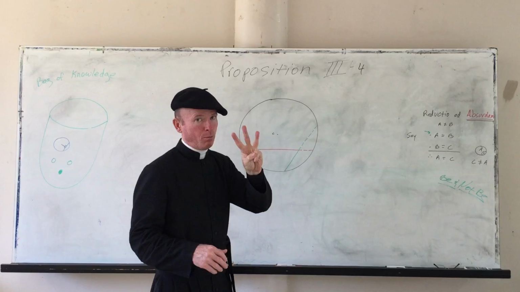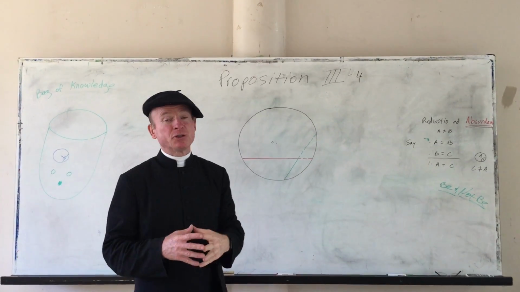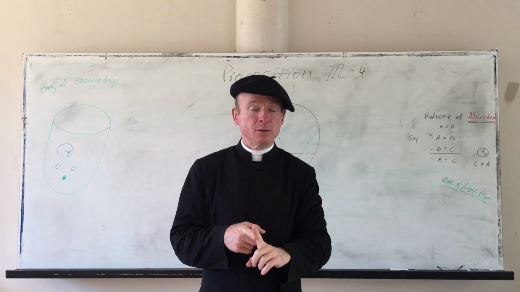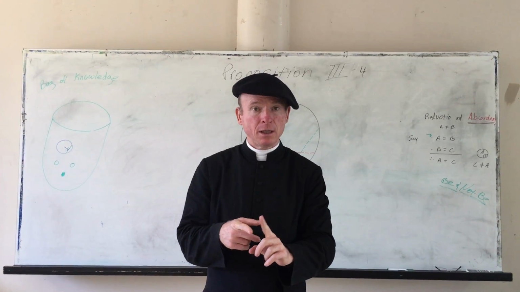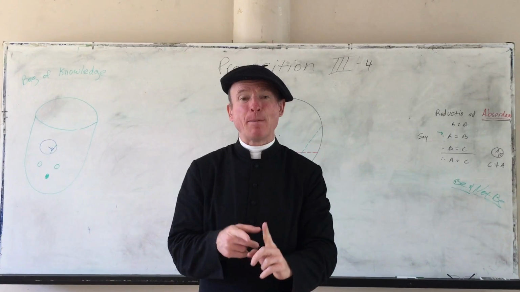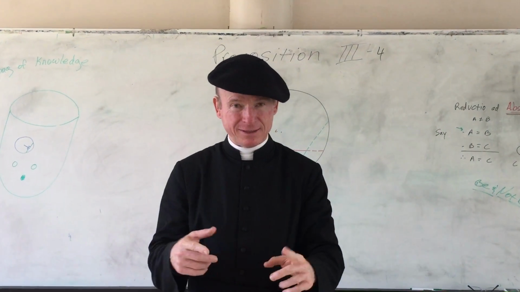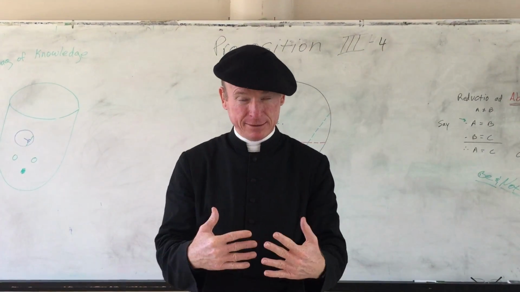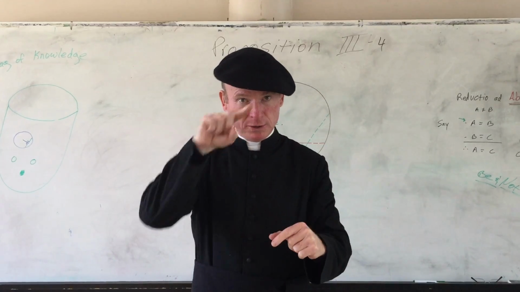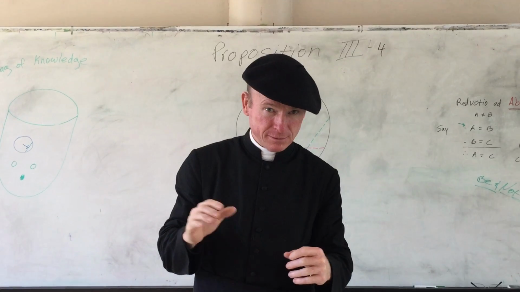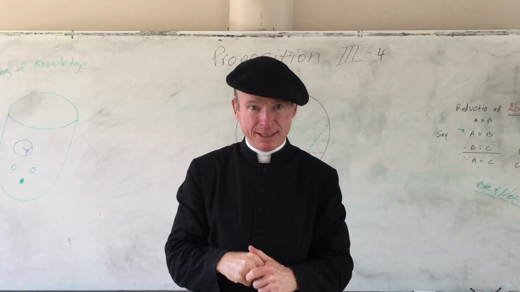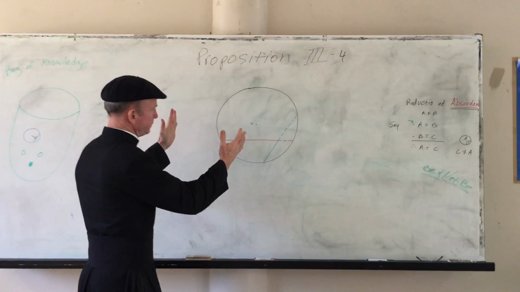Proposition 4, Book 3. If in a circle, two lines not both passing through the center cut one another, they do not bisect one another. That is to say, they're both not bisected. If in a circle, two lines cut one another that don't both pass through the center, they do not bisect each other. Here's our circle.